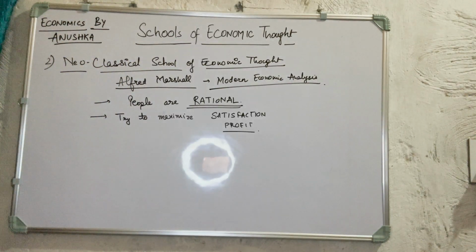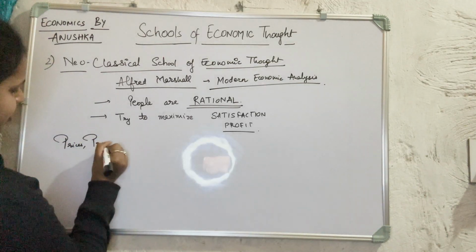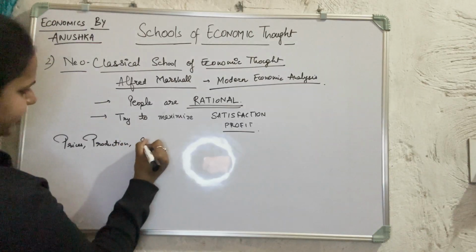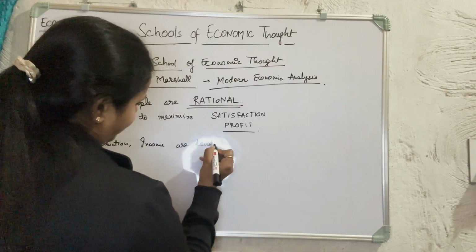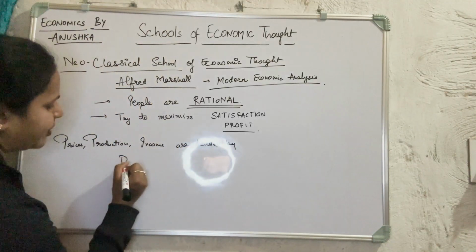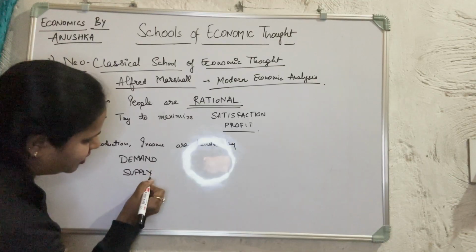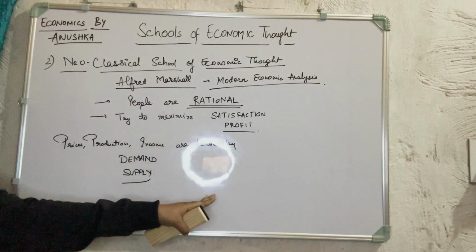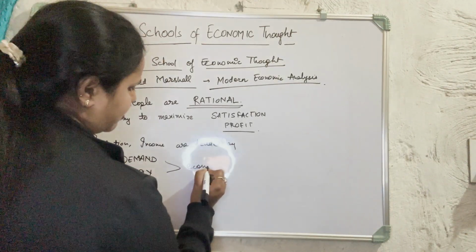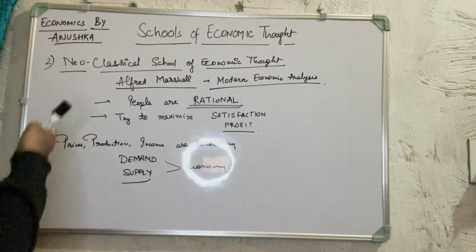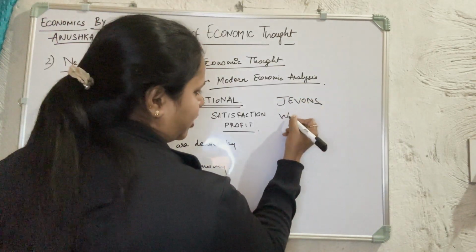So he said that the prices, production, and income are decided by demand and supply in the economy. What he said was that prices, production, and income are decided by demand and supply in the economy. The other major economists who belong to the neoclassical economic thought were Jevons and Walras.